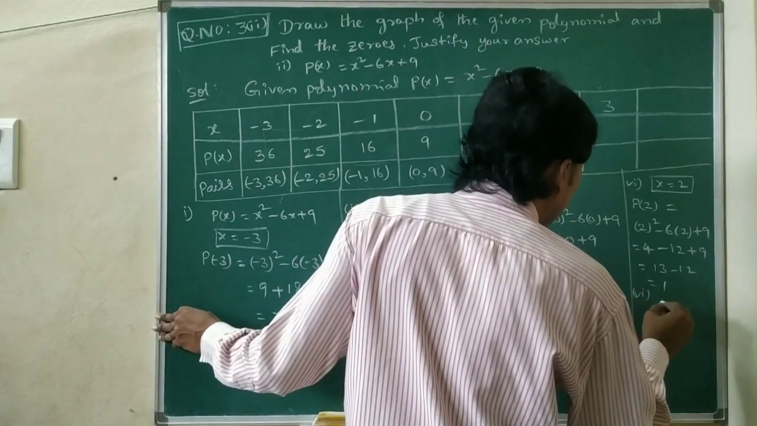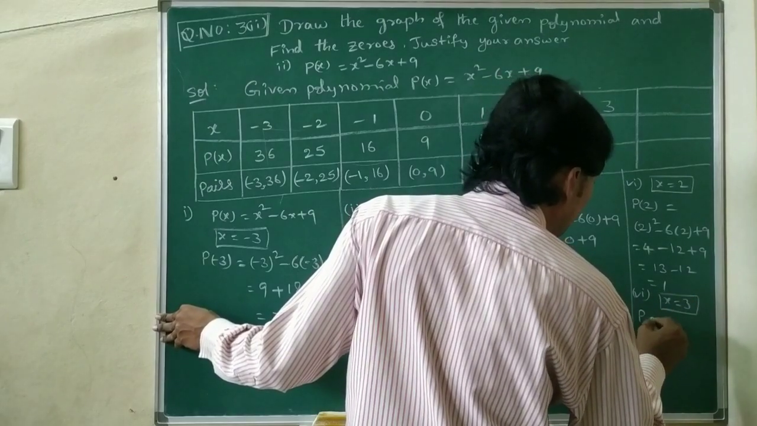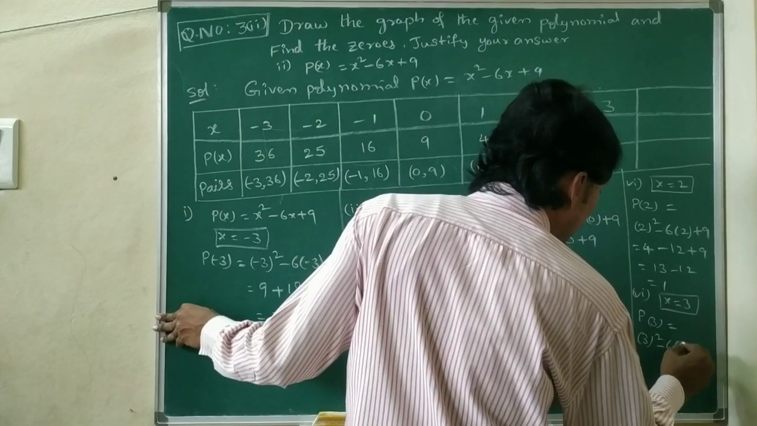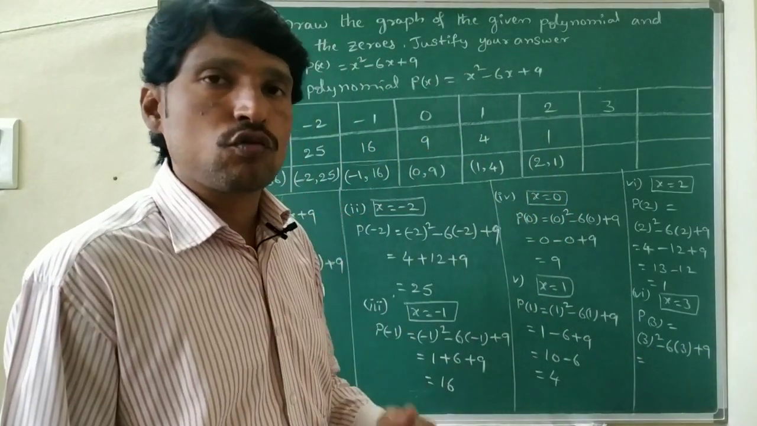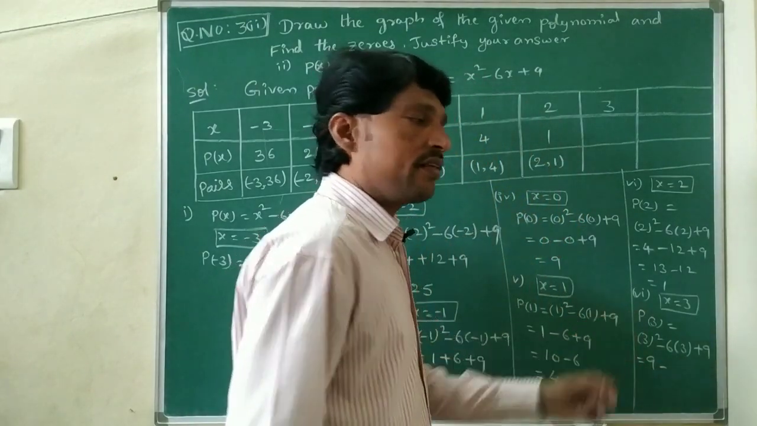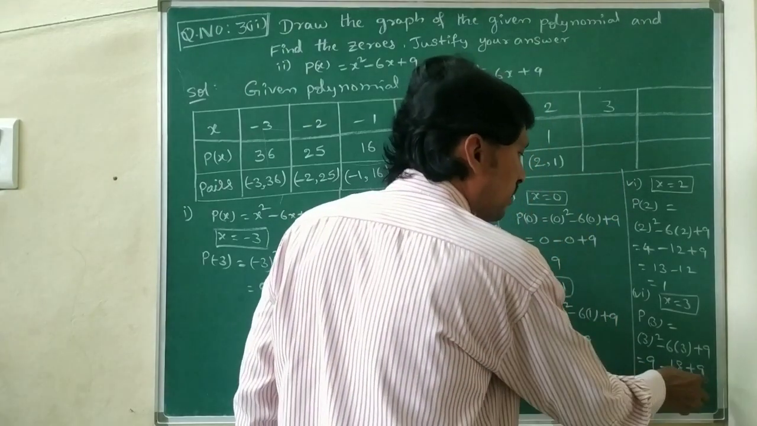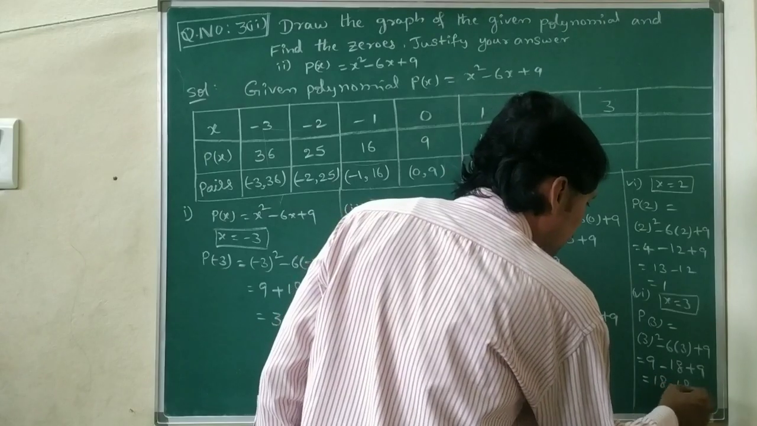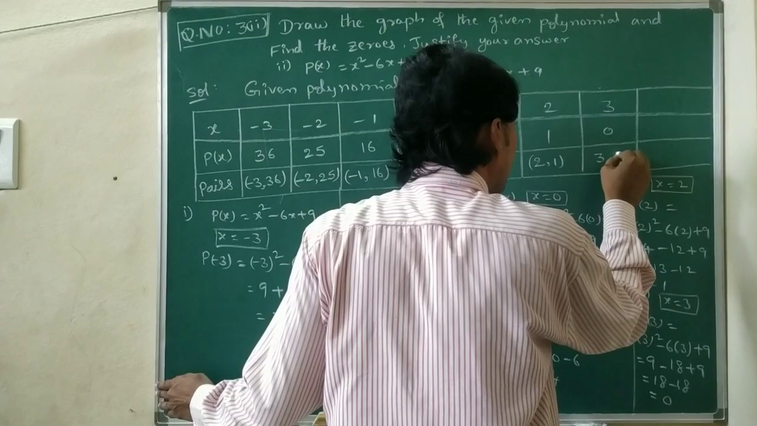Next, last one, it is x equal to 3 you can take. So P of 3 equals 3 whole square minus 6 into 3 plus 9, that equals 3 whole square. 3 whole square means 3 into 3, that is 9, minus 6 threes is 18, plus 9. This is plus, this is plus. 9 plus 9, that is 18 minus 18. 18 minus 18 we can get 0. Means 3 comma 0 we are getting.